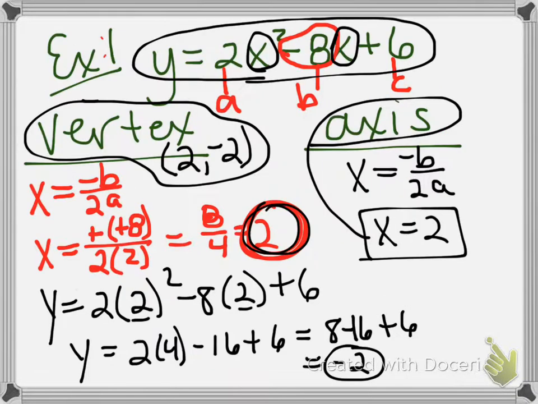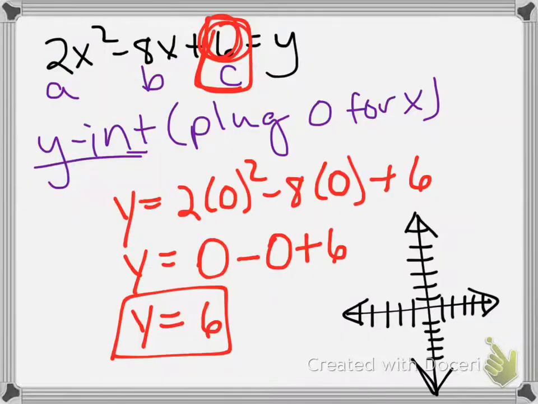I'm going to go back and look. What was my vertex? My vertex was at 2, negative 2. So 2, negative 2 is going to be right over here. And it's also where the axis of symmetry is, so I'm going to do a vertical dotted line so you can remember that there's symmetry there.